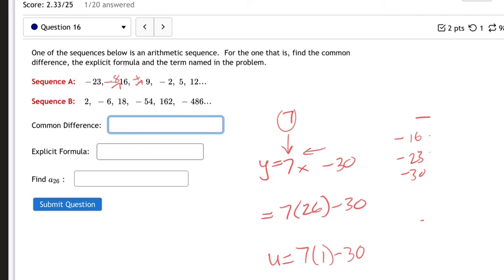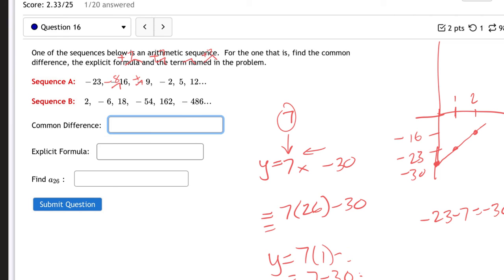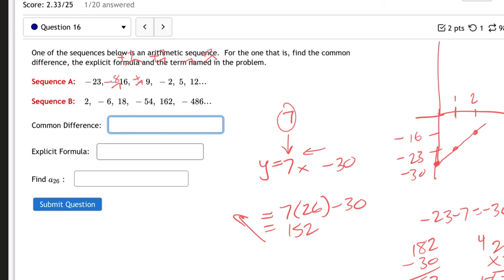Oh, no, I didn't finish this one, did I? I was testing that one out. I'm not going to test that anymore. 7 times 26. So 26 times 7 is 182, minus 30. 182 minus 30 must be 152. And so that would be that final value.